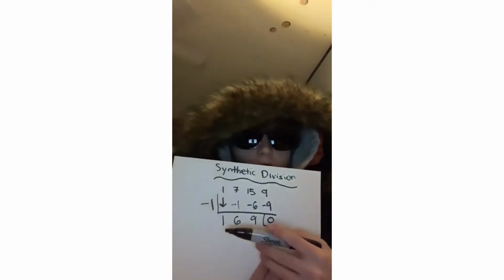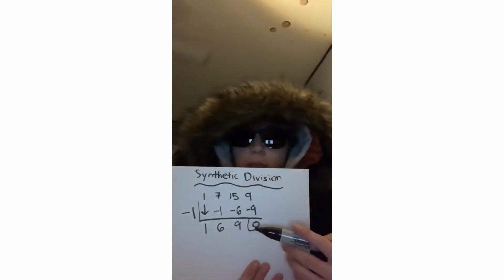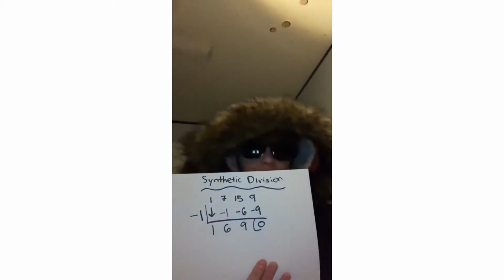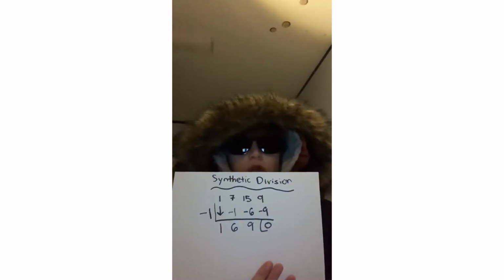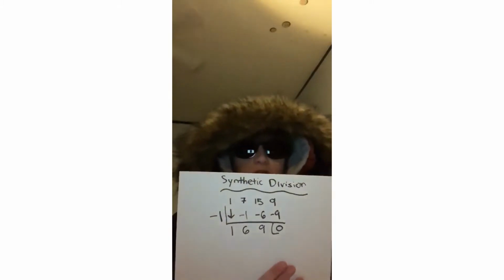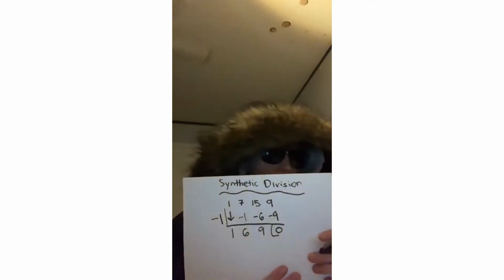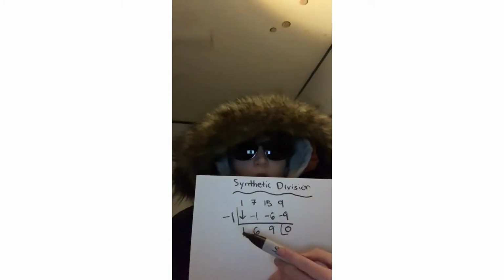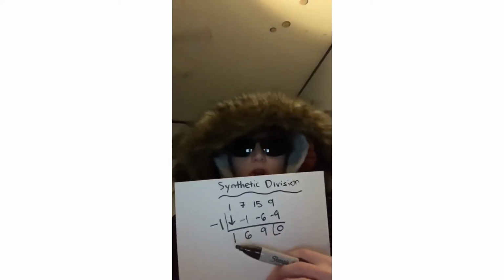And then we use these three numbers, we put them back into the original polynomial, but we use one term of 1 degree less than the original polynomial. So since the original polynomial started with x cubed, the answer would start with x squared. So 1 is the coefficient of x squared, so it would be 1x squared plus 6x plus 9.